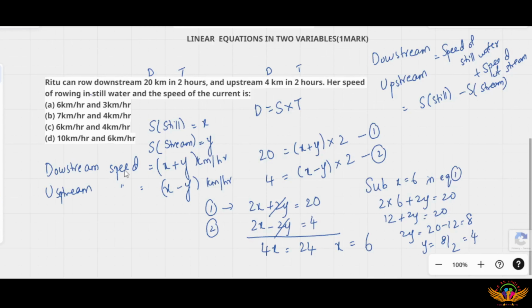Now, x value is 6 and y value is 4 kilometer per hour. Here x is the speed in the still water and y is the speed of the stream. Hence the option is C, 6 and 4. So this is a very important kind of question, asked repeated times. So don't get confused, it's very easy. Just remember that distance is equal to speed into time, and also what is downstream and what is upstream, and it will be super easy for you.